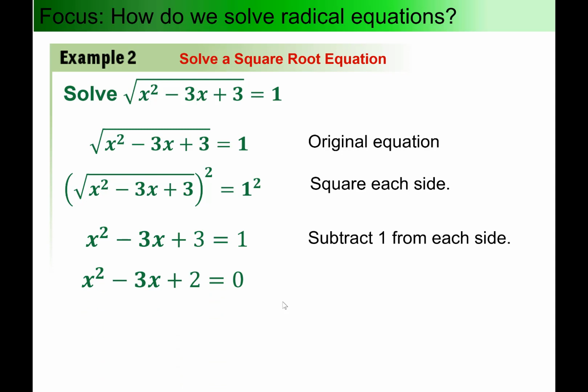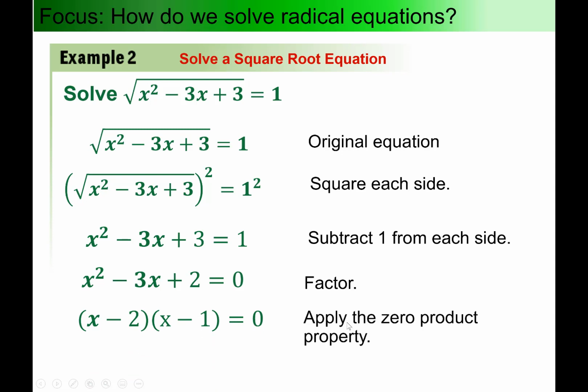Now we can factor x squared minus 3x plus 2 by looking for the factors of 2 that are going to add to give us negative 3. Well, since 2 is prime, its only factors are 1 and 2. Since we need them to add together to give us negative 3, the factors must be negative 2 and negative 1. Using the zero product property, we can set each factor equal to 0 and solve for x. So here we have x equals 2 and x equals 1.